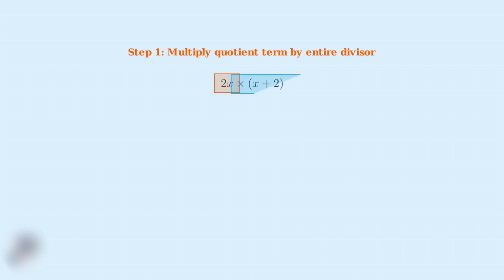Let's work with a concrete example. We're dividing 2x squared plus 7x plus 3 by x plus 2. From the previous step, we found that our first quotient term is 2x. Step 1. We multiply our quotient term 2x by the entire divisor, which is x plus 2. Notice that we multiply by the complete divisor, not just the leading term.